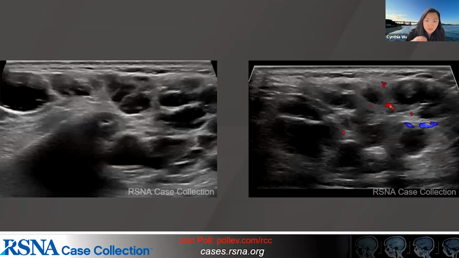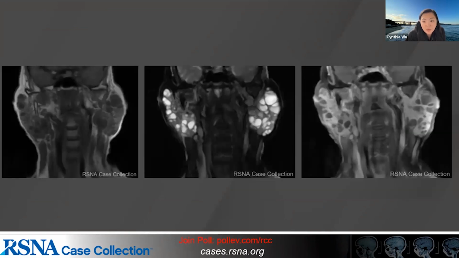Here are some ultrasound images of both of the parotids, representative images in longitudinal and axial. You can see some cystic changes. Next slide, please. Here we have MR images in coronal plane. The first one is T1 weighted without contrast. The second one is T2 with fat suppression. And the third one is T1 post contrast with fat suppression as well. All right, let's go on to the next slide.